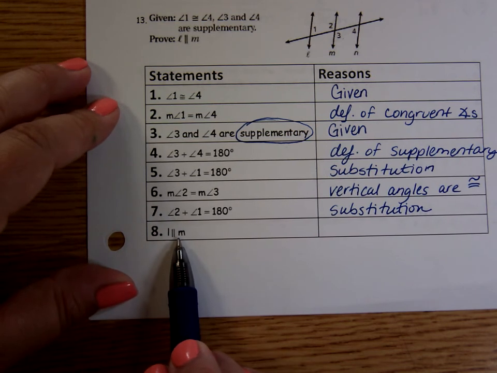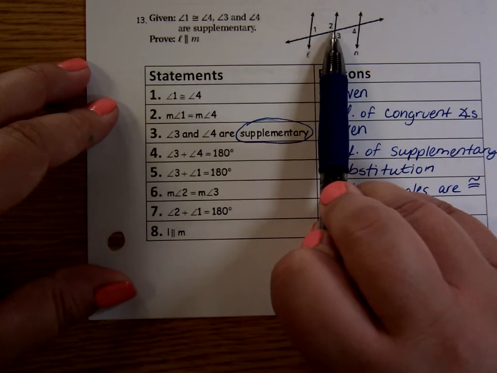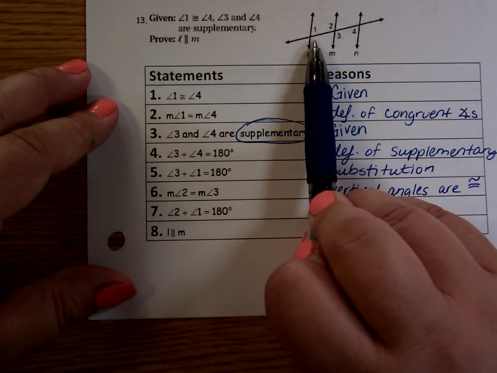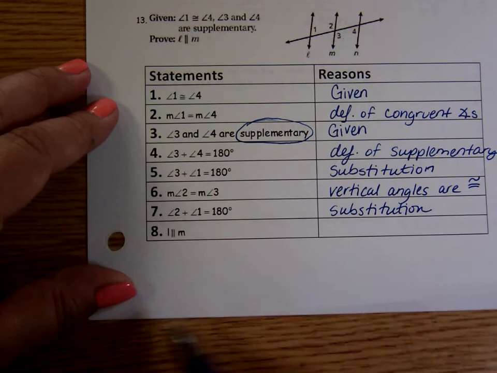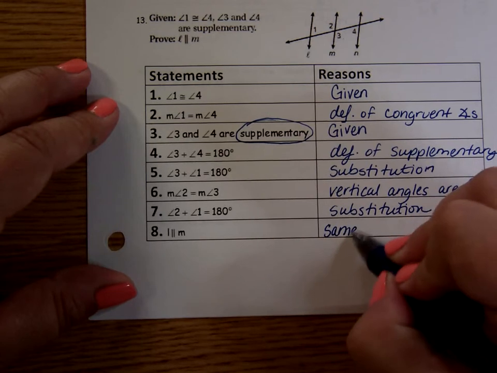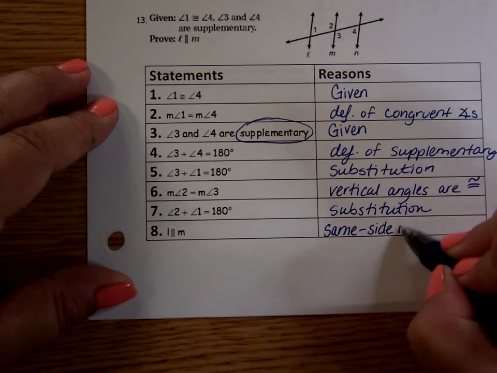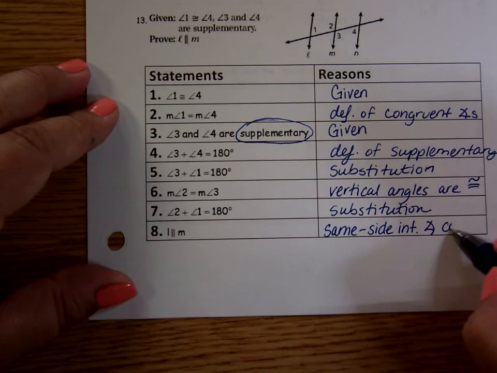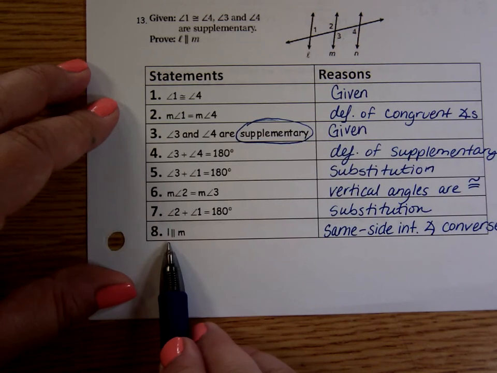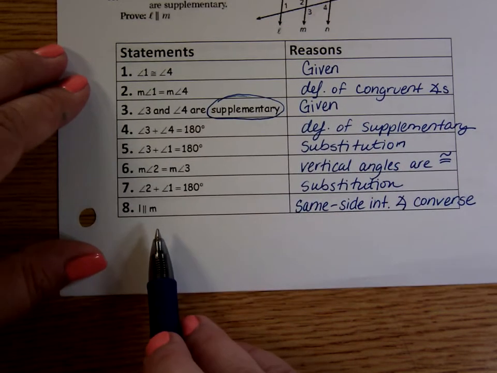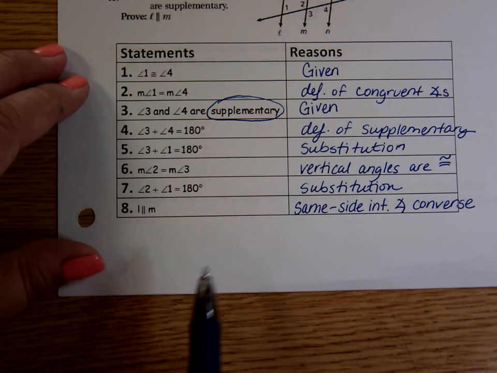We have to have a reason for that. So we go back up to the picture and look at why that would make the lines parallel. 2 and 1 are a special angle pair. They are same side interior angles. And when same side interior angles add up to 180, when they're supplementary, that means the lines must be parallel. So we're going to say this is because of same side interior angle converse. Because remember, anytime we use these angles to say that things are parallel, that's using a converse, that's going backwards.